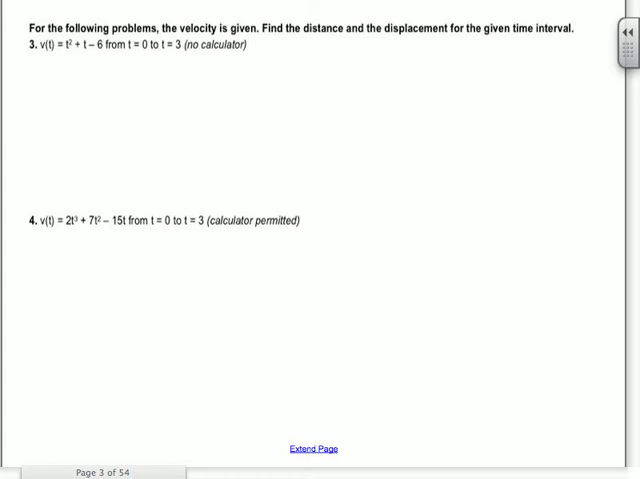Okay, so for the following problems, the velocity is given. Find the distance and displacement for the given time interval. So you're going to try both of these. The first one says no calculator, so do it by hand. The next one says calculators allowed. So find both the distance and the displacement.